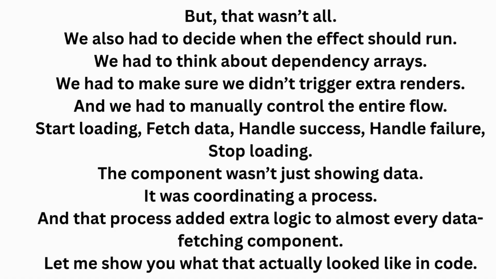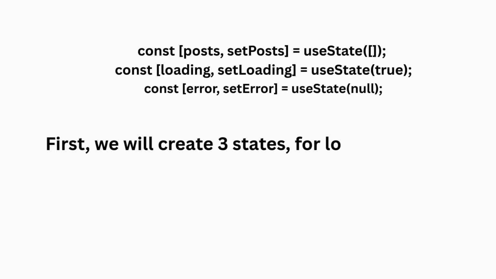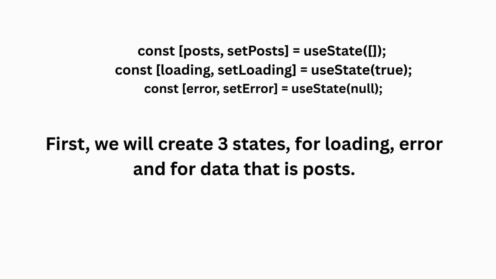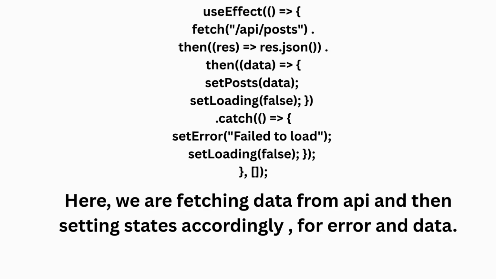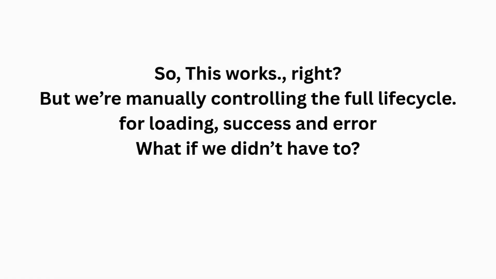Let me show you what that actually looked like in code. First, we will create 3 states for loading, error, and for data, that is post. Here we are fetching data from the API and setting state accordingly for error and data. So this works, right? But we are manually controlling the full life cycle for loading, success, and error. What if we didn't have to?